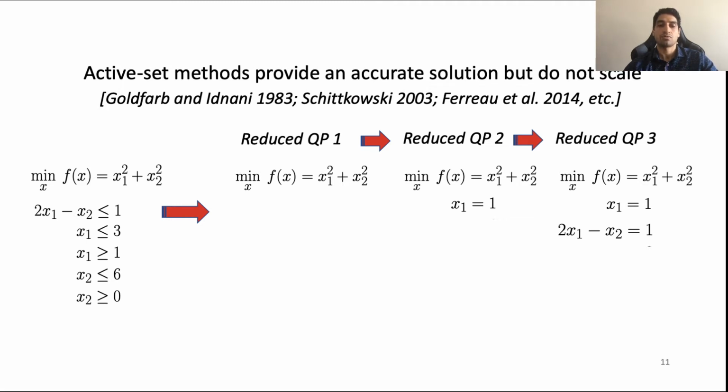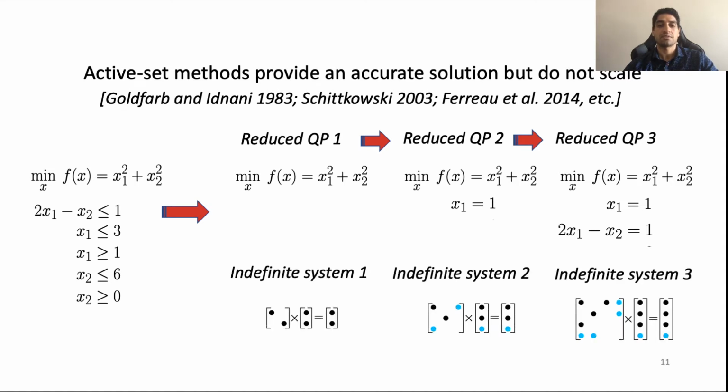This amounts to solving, at each instance, an indefinite linear system for equality constraint optimality conditions. The 3 linear systems corresponding to the 3 reduced QPs are shown here. As you can see, each indefinite system is different from the previous one by 1 row or column. The different row is shown in blue in each linear system.